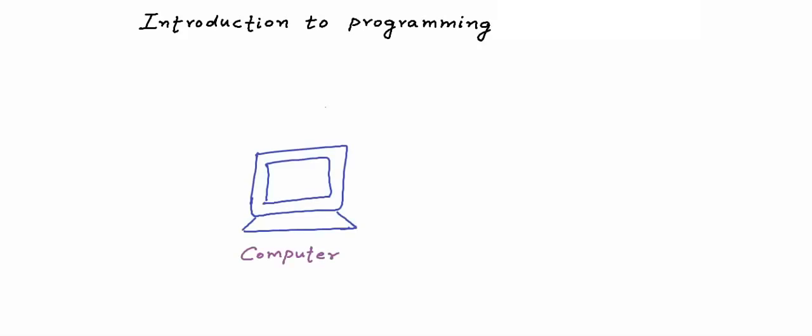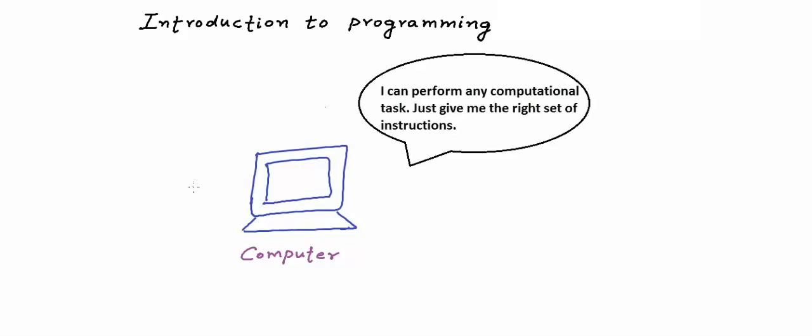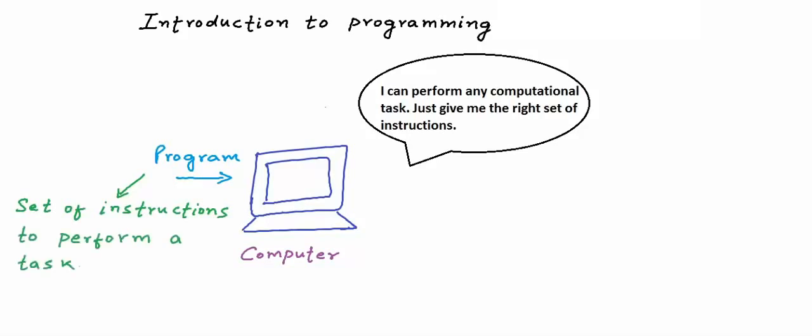Unlike most other machines that can perform a finite set of predefined tasks, a computer is a general purpose machine that can perform any computational task. All you need to do is give it a program, which is nothing but a set of instructions to perform a task. A computer is nothing in itself without programs. All the tasks are performed through programs. A modern day computer would have hundreds and thousands of programs in it.